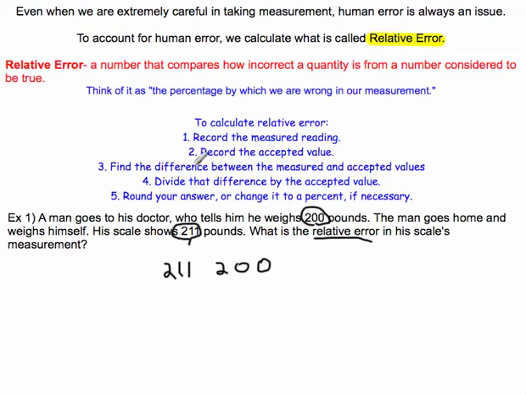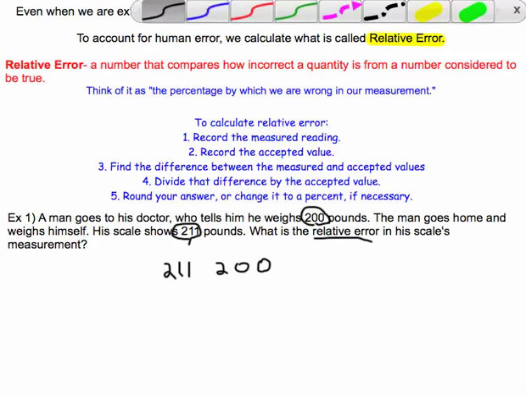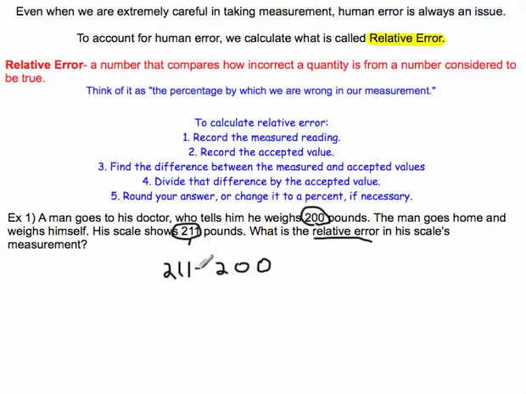Now all I do is find the difference between the measured and the accepted values. You want this number to be positive, so always do the largest minus the smallest. Now let me erase this little mark. That's supposed to be a minus sign. That's my fault. There we go, that's better. And then you divide that difference by the accepted value. That's the important part. The accepted value is the actual value, which in this case is 200.